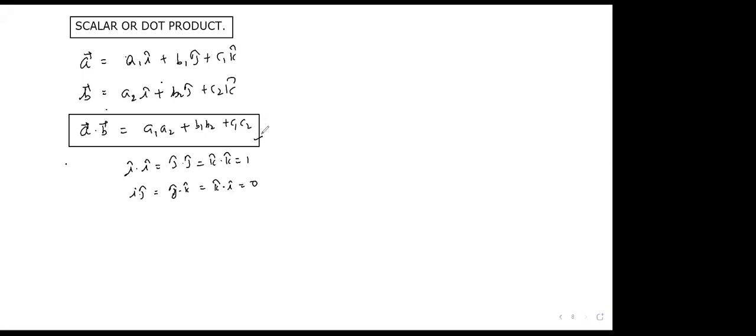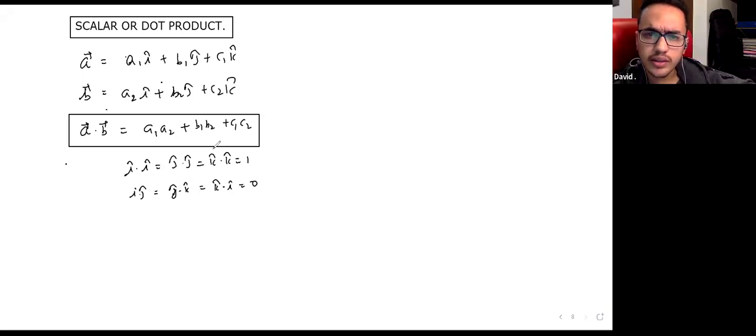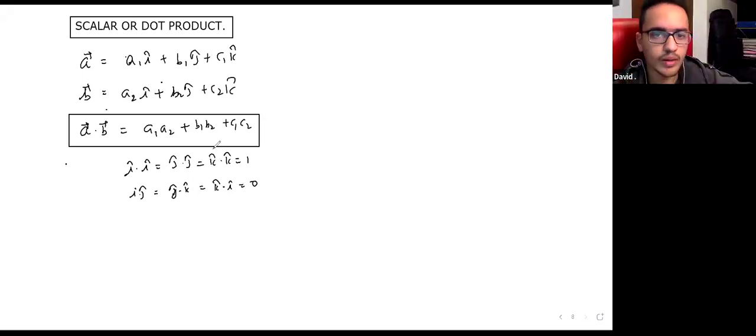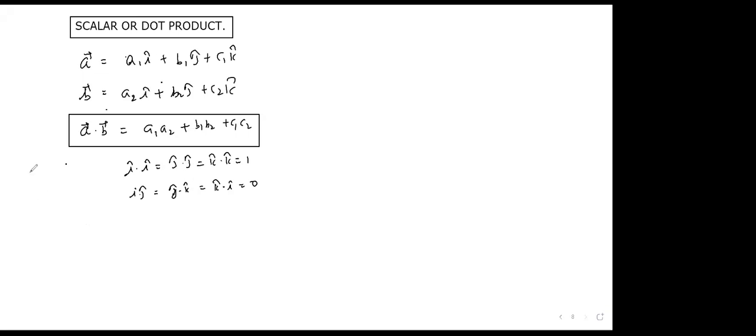So if we have to find the dot product or scalar product, the name suggests you will get a constant, because A1, A2, B1, B2, C1, C2 are what? Constants. So the sum of all this will be a constant. And here we have the angle between two vectors.